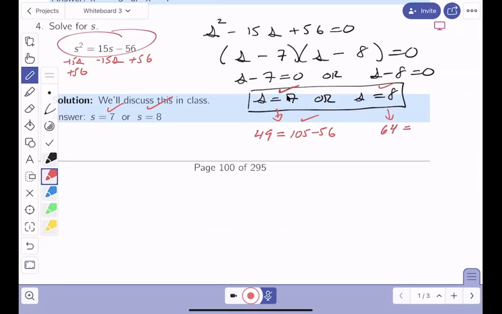Equals, well, what's 15 times 8? That would be 80 and 40, 120. Minus 56. Well, it's 44, 54, 64. That worked too. All right. Let's go to the next page.